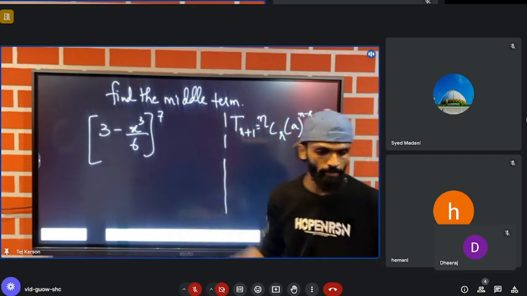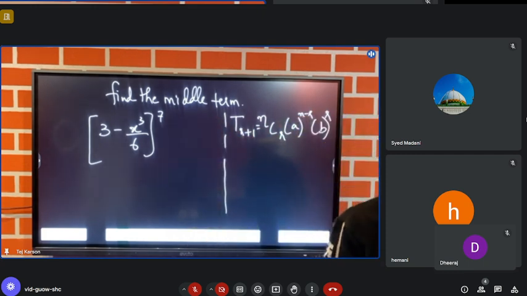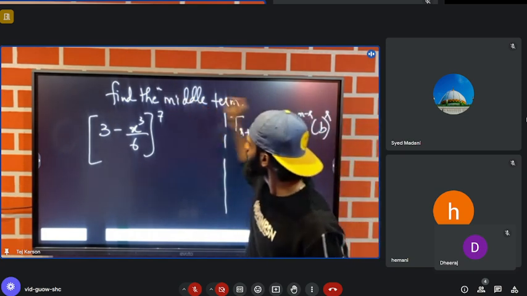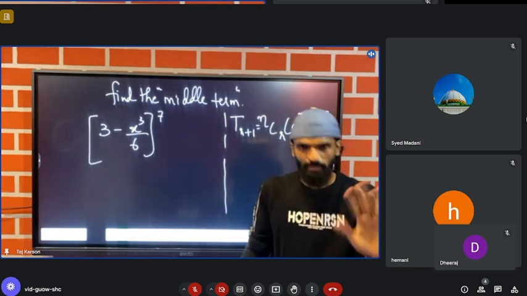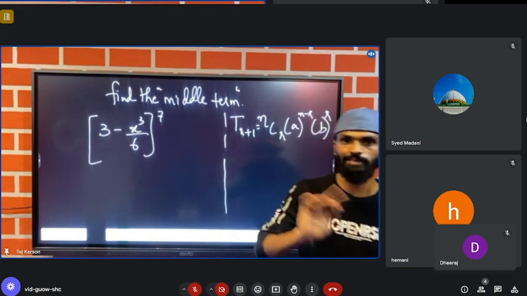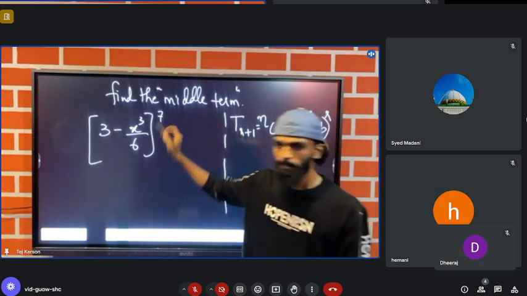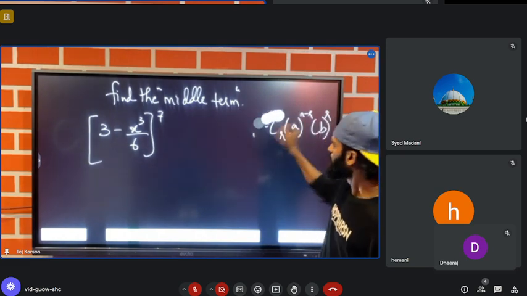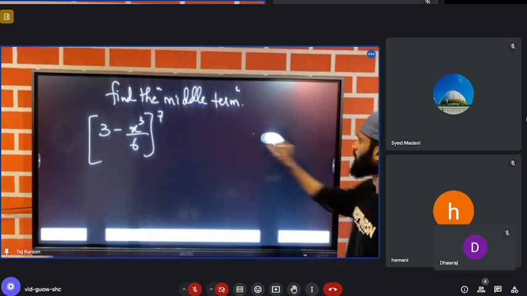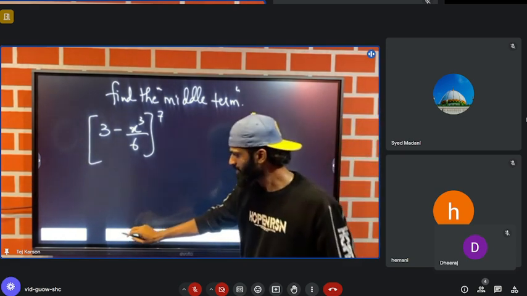I'm supposed to use a similar formula to get the answer. But at the end of the day, please understand, anything which says middle term is very, very, very important. Again, it is a 100% question, not even 99%, 100% question. Now, this part is done, not required right now. Observe the power there. The power says 7.